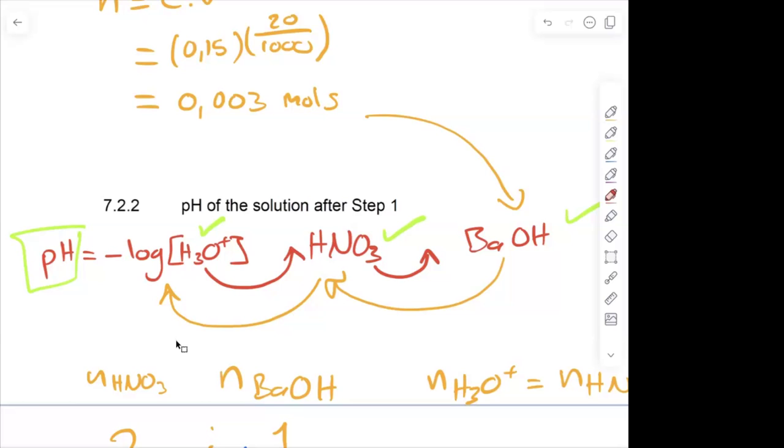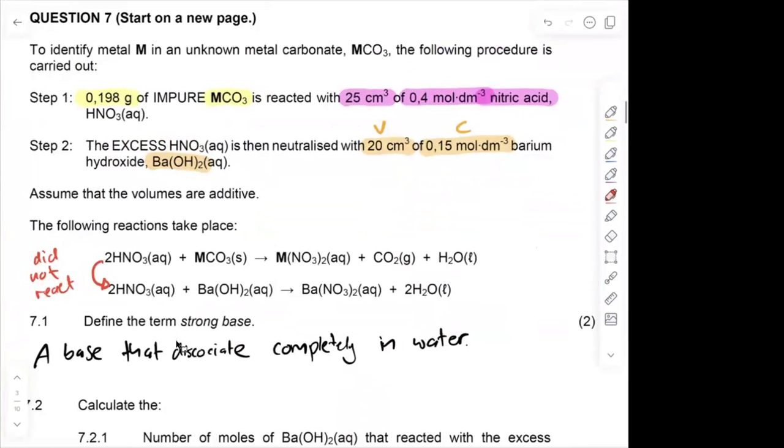So remember, if we quickly go back to the beginning, we have a certain number of moles of nitric acid. We're given this information about the nitric acid. That amount of nitric acid is going to be this one here. At step 1, we are going to react that with our metal carbonate, and this is how much of the metal carbonate we've got. Once we've done that, there's a certain amount of HNO3 that remains left over.